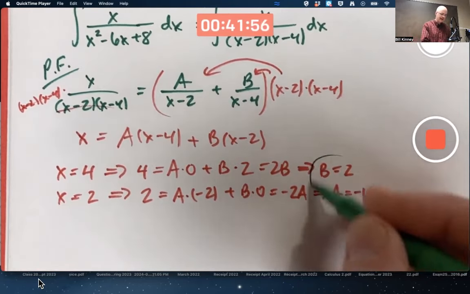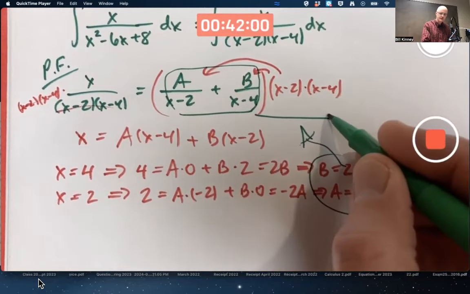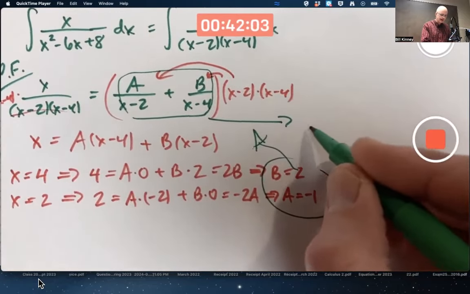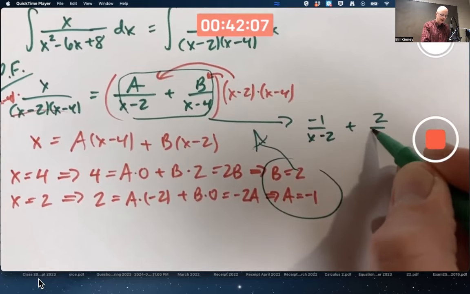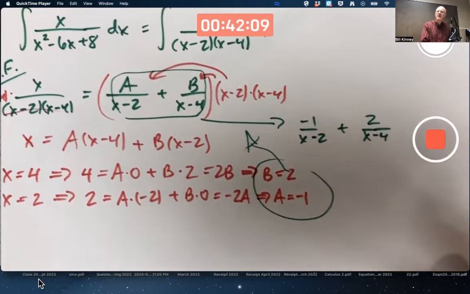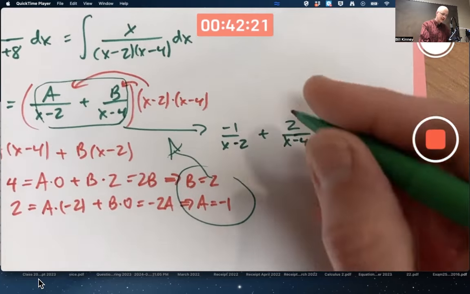We can plug those back in here and say this entire thing becomes negative 1 over x minus 2 plus 2 over x minus 4. If you're unsure, is this really right? Did I make a mistake? You can always check it by adding these fractions. Let's try that. Let's check it.